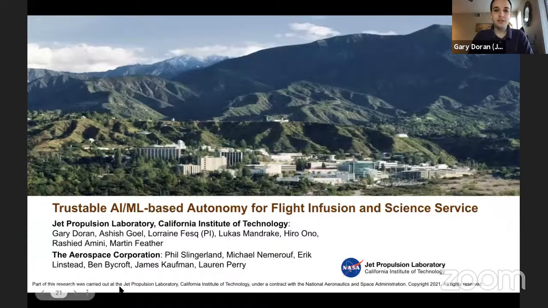My name is Gary Doran. I'm from the Machine Learning and Instrument Autonomy group at the Jet Propulsion Lab. And switching gears a little bit, I'm going to be talking about some insights from a recent collaboration between JPL and the Aerospace Corporation. And this is about applying this trustable AI or machine learning framework specifically for technologies that are to be infused on board spacecraft to help them operate more autonomously. Next slide, please.